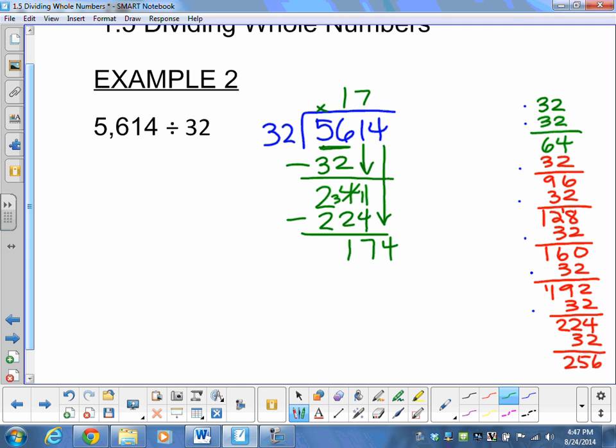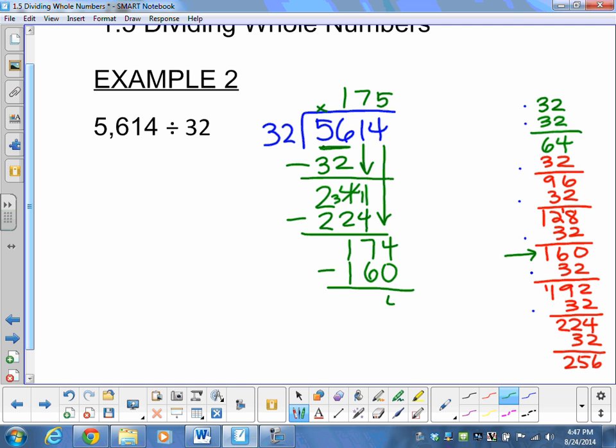Well, this 192 is too big. So the number I'm looking for is 160, which is 5 32s added together. So I'm going to put a 5 up here. 5 times 32 is 160. I'm going to subtract to see how much is left over.